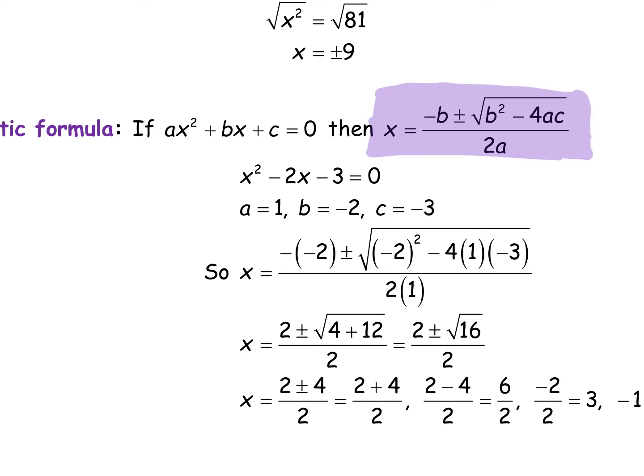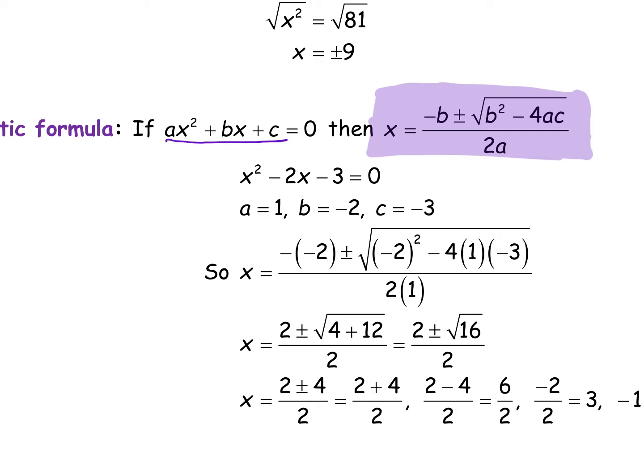You can solve any quadratic using the quadratic formula. It doesn't matter. You don't have to know any of the other ways. You can just do the quadratic formula. That's it. The trick with the quadratic formula is everything has to be on the same side of the equal sign. Okay?